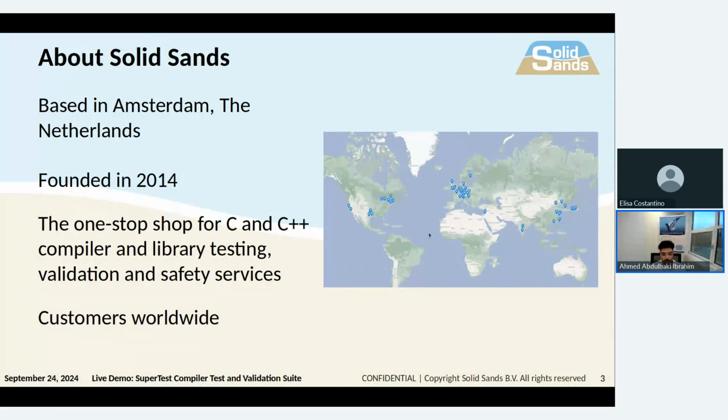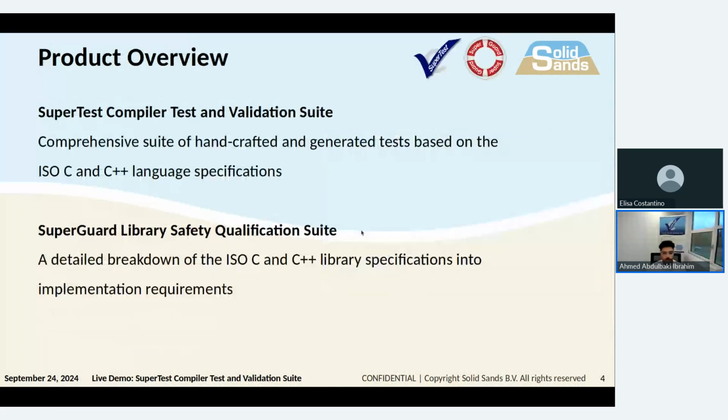Now that I've given some background about us as a company, we can move on to the products we offer. And for that, we have 2 primary products, SuperTest and SuperGuard. SuperTest is our test and validation suite for C and C++. So it tests compiler and standard library conformance to the ISO C and C++ specifications. As for SuperGuard, it is designed to support the qualification of the C and C++ standard library implementations for safety-critical applications. But for the purpose of this webinar, we will be focusing on SuperTest.